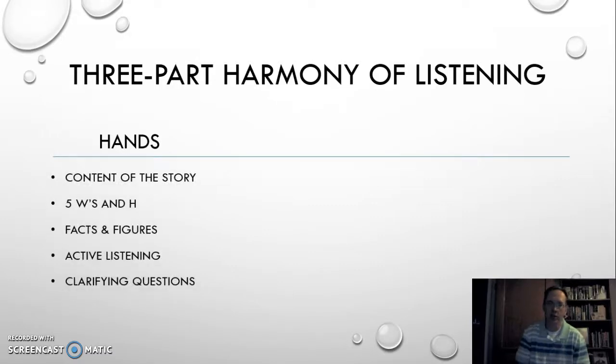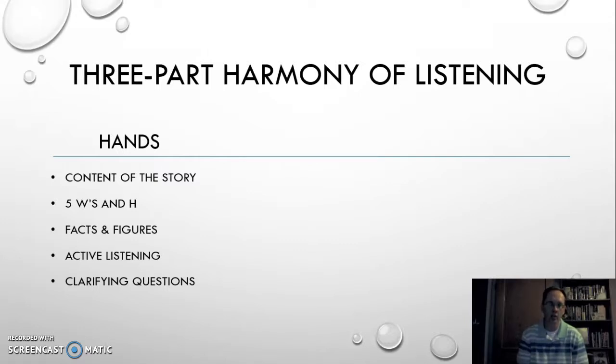And here's the content of what it looks like to listen with your hands. You want to get your hands on the person's story. You want to ask the questions like a good journalist would, the 5 W's and the H. So who, what, when, where, why, and how. The hands of the story, it's the content. You want to get a hold of the facts, the figures. You want to be Detective Joe Friday and jump in there and figure out what's really going on.